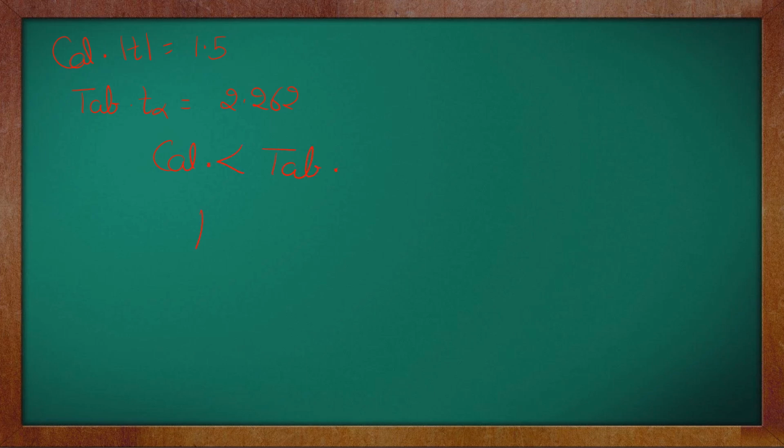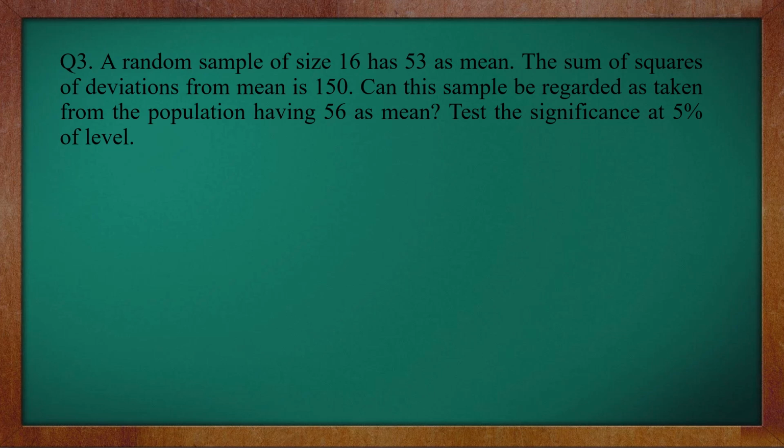Less than means I have to accept the null hypothesis. If accepting null, it means you are rejecting the alternative hypothesis. And what was the alternative hypothesis? That the average thickness was not 0.025. So yes, the average thickness is 0.025. Done. This is the solution. So in this way you can solve any problem.